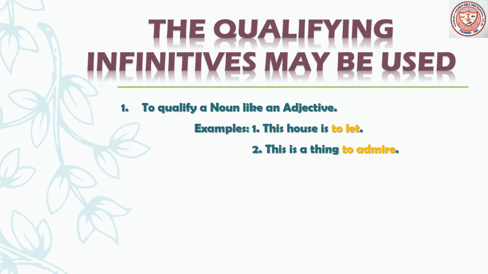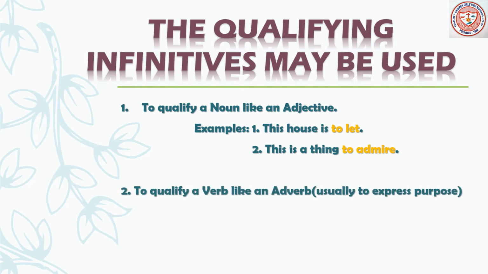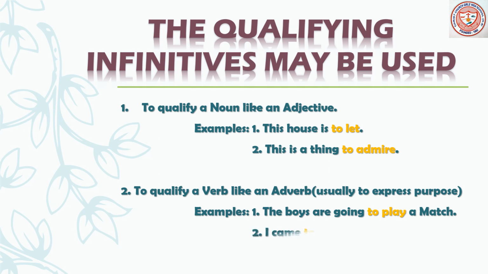Next example. Number 2. This is a thing to admire. In this sentence, to admire has been used to qualify a noun like an adjective. Next usage. To qualify a verb like an adverb, usually to express purpose. Let us go through some examples. The boys are going to play a match. Here, to play has been used to qualify a verb like an adverb. Next one, number 2. I came to see you. In this sentence, to see is a qualifying infinitive and it has been used to qualify a verb like an adverb, usually to express a purpose.